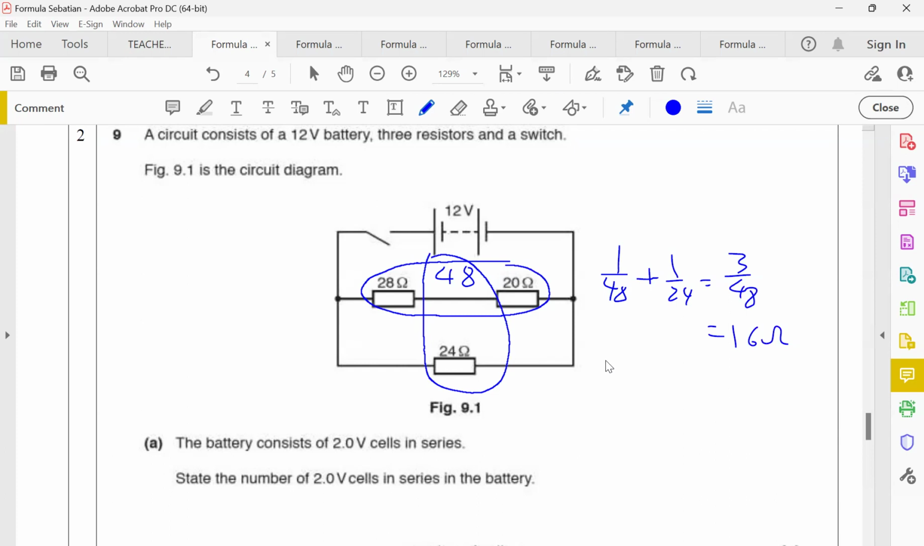Do you manage to get to 16 ohms? Am I going too fast? Do you know what's going on? So the first thing I do is combine these two series to make it 48. Then I combine these two parallel to make it a total of 16 ohms.